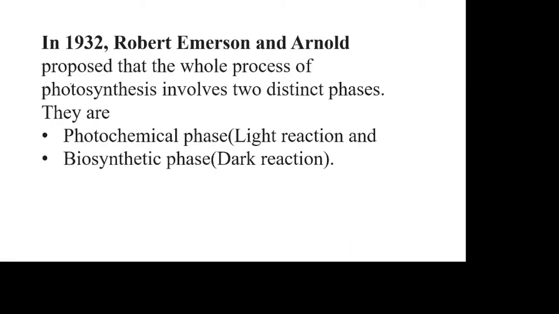Now the site is okay. Now we have to see where exactly this is going to take place. In 1932, Robert Emerson and Arnold proposed that the whole process of photosynthesis has two phases: the photochemical phase, that is the light reaction, and the biosynthetic phase.